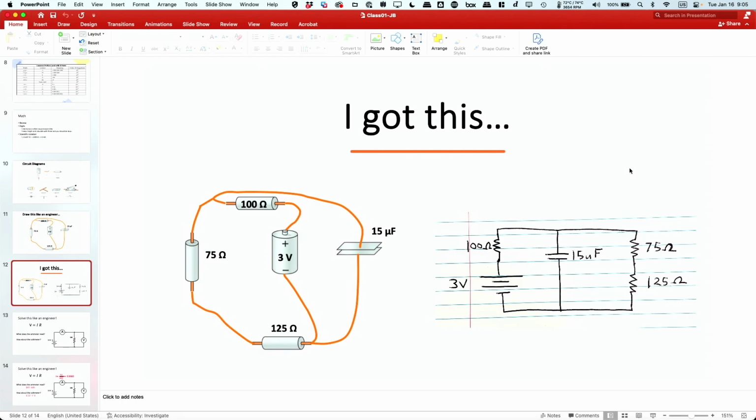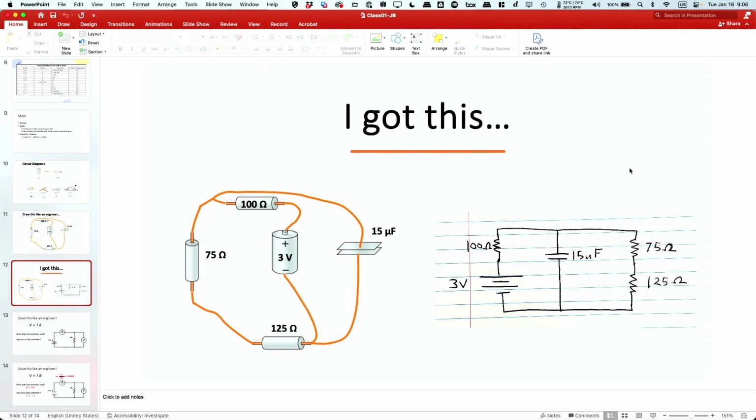So the easiest thing to do is start from the positive terminal. Go through the 100 ohm resistor, right? Positive terminal, 100 ohm resistor. And from here we have two choices. We can go down through the 75. And if we go through the 75, we only have one choice. Go through the 125, right? So 75, 125. There's that choice.